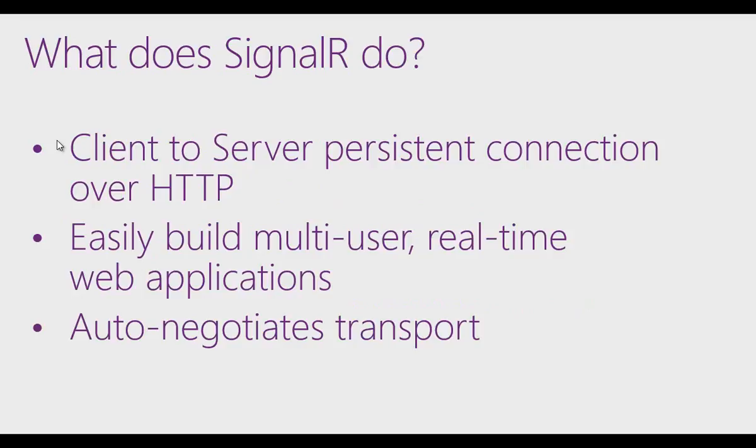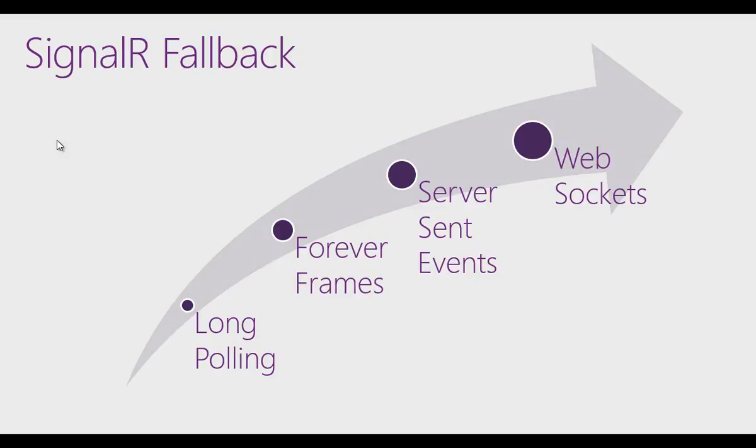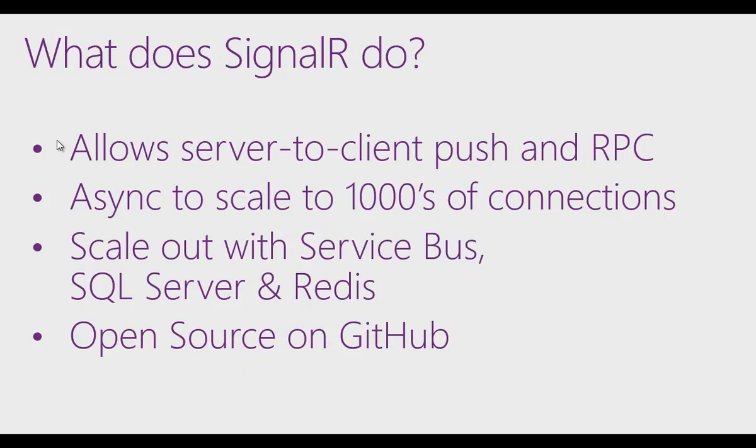SignalR will automatically negotiate transport, so it'll do a fallback. It'll see if you've got WebSocket support, and if you don't, it'll fall back to other techniques like server-sent events, forever frames, and as a last resort, long polling. It lets you do server-to-client push. That means that the C# or VB code on the server can call back from server to client and push information out to modern browsers. It scales out to thousands of connections. You can use Service Bus, SQL Server. There's even an open source Redis system for scaling out, and it's all open source on GitHub.